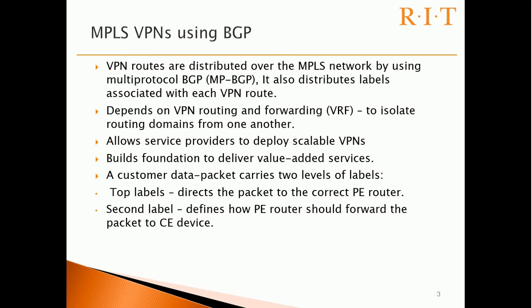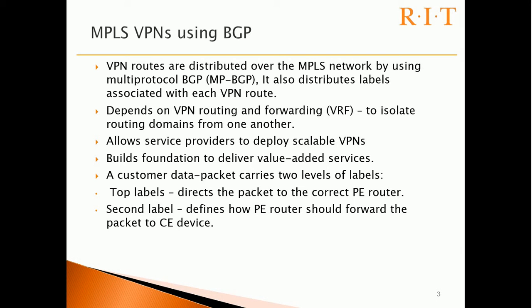And now, MPLS VPNs using BGP. BGP is a routing protocol. It is a path vector protocol that is used to route between different autonomous systems. So what is the role of BGP in MPLS VPNs? VPN routes are distributed over the MPLS network by using multiprotocol BGP. It distributes the label across the VPN routes, and the VRF, which is VPN routing and forwarding, is used to isolate routing domains from one another.